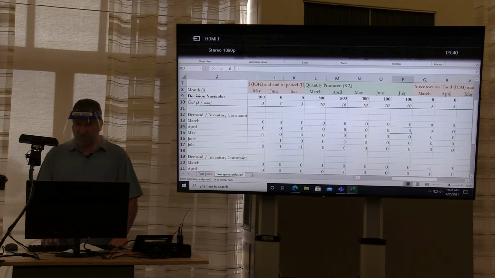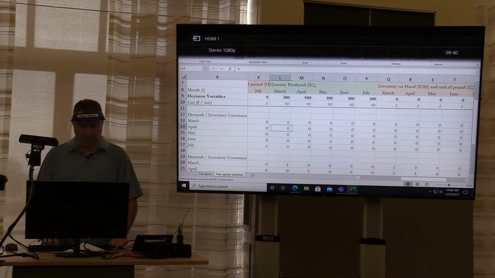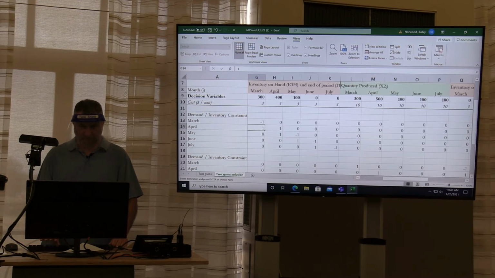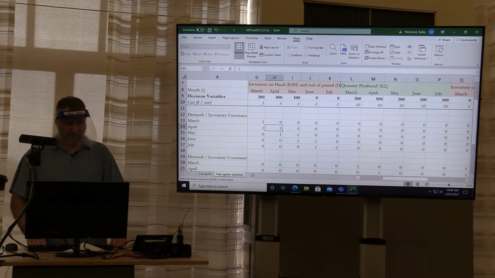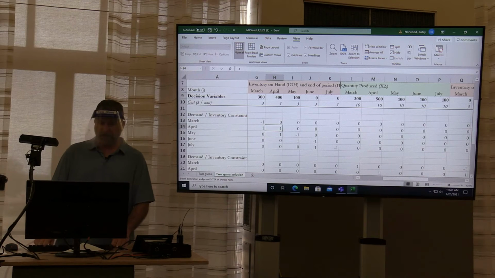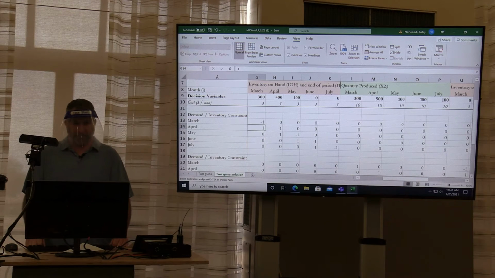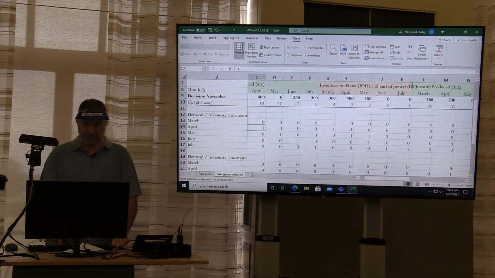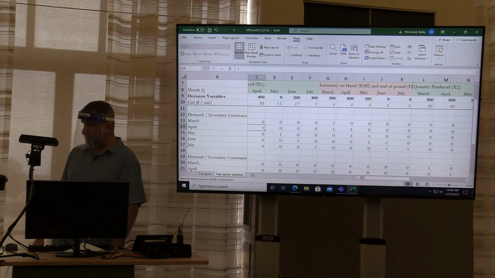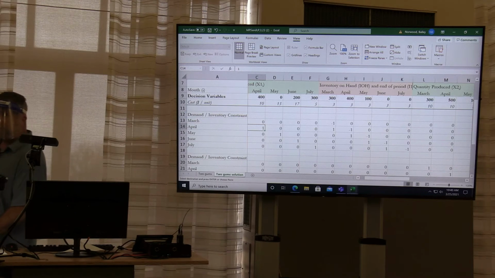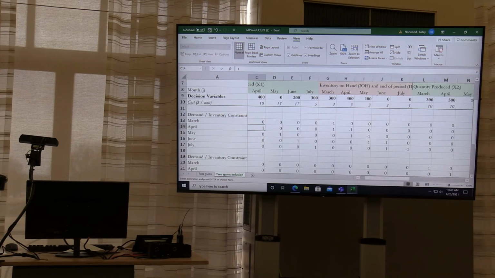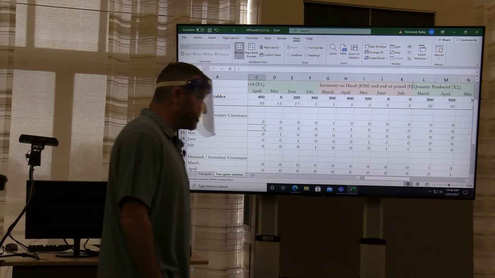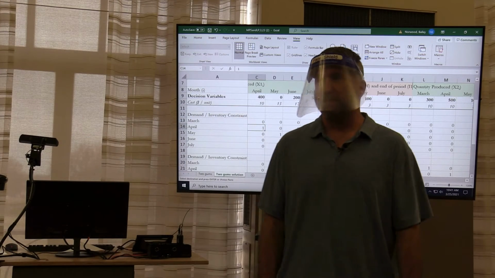There's nothing on the gum 2 here because we're just talking about gum 1, minus inventories in April, plus ending inventories in March, plus production in April. And again, all that is saying is that ending inventories in April is ending inventories in March, plus production in April, minus demand in April.